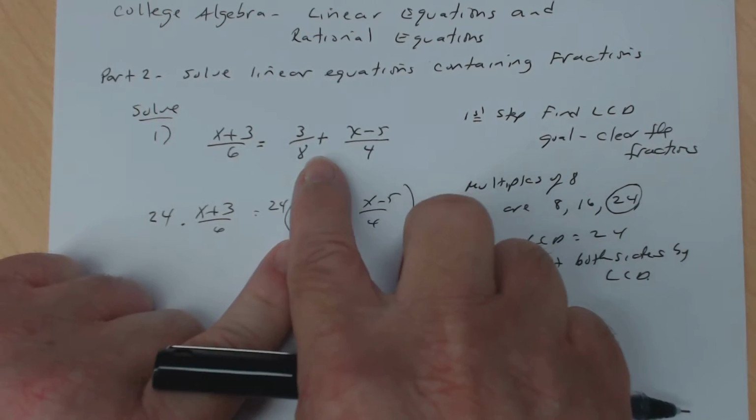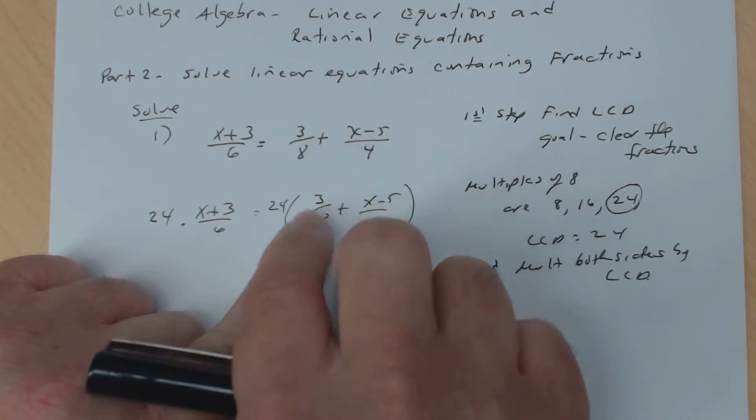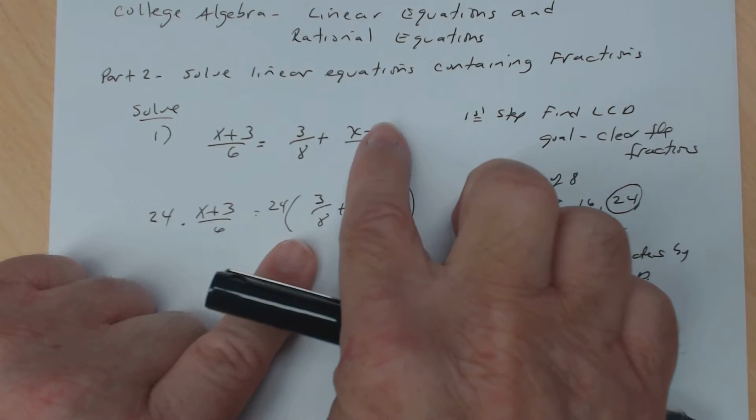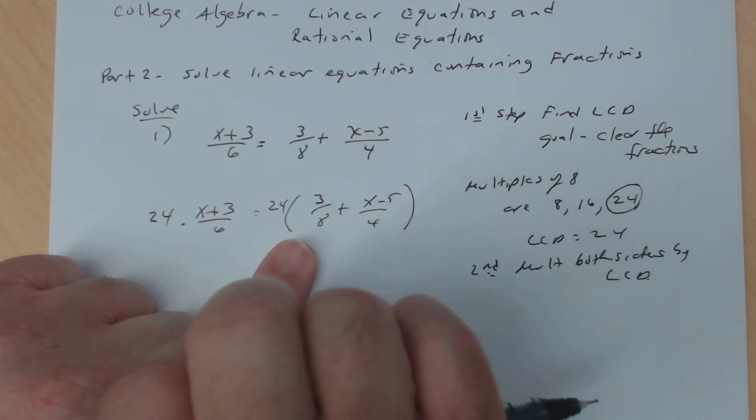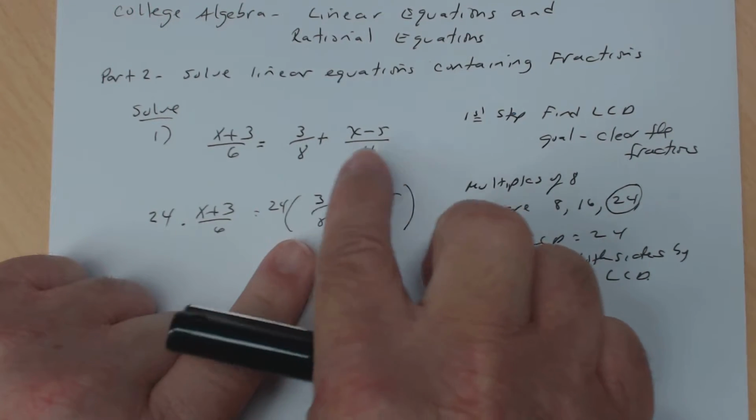Now remember, we said that everything has to be multiplied by 24. So 3/8 has to be multiplied by 24. Keep that in mind. x minus 5 over 4 has to be multiplied by 24. All right, so that's the idea. Each of these has to be multiplied by 24.